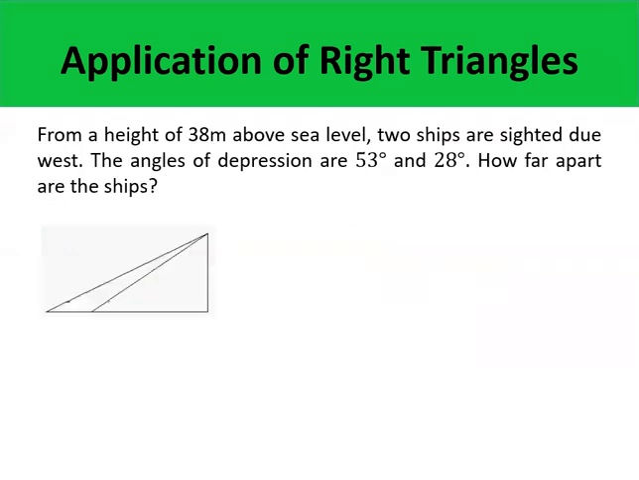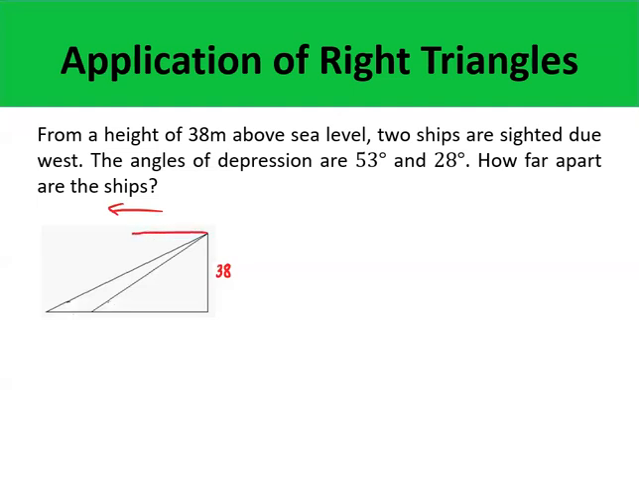And then finally, from a height of 38 meters above sea level, two ships are sighted due west. The angles of depression are 53 degrees and 28 degrees, respectively. How far apart are the ships? So, from a height of 38 meters above sea level, two ships are sighted due west. So, this is the west direction. And then the angles of depression are as follows.